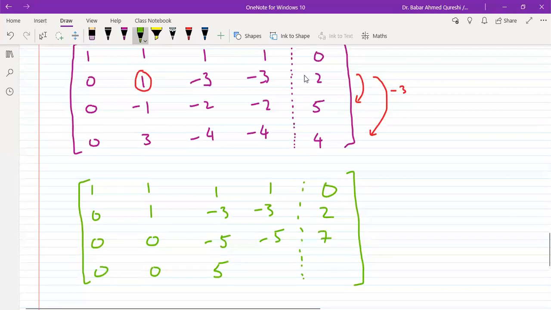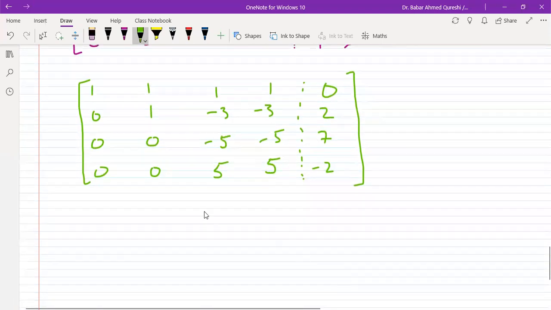So I was at this row. Minus 3 into minus 3 is 9. 9 minus 4 is 5. And minus 3 into 2 gives me a minus 6, plus 4 gives me a minus 2. Now this is the pivot.